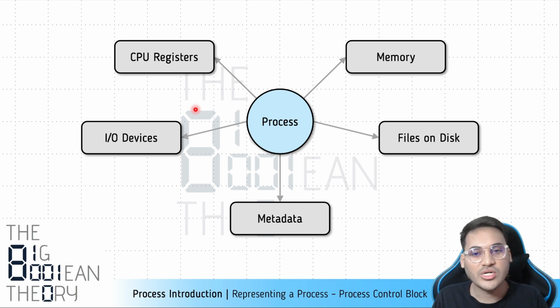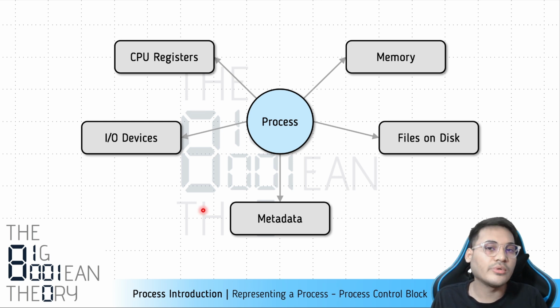So from the perspective of the operating system, keeping track of all the IO devices with which the process interacts is also important, right? So this was about the different pieces of hardware, how the running program interacts with them, and what is the relevant piece of information that the operating system must store with respect to that particular piece of hardware for that process. So finally, let's talk about the metadata part.